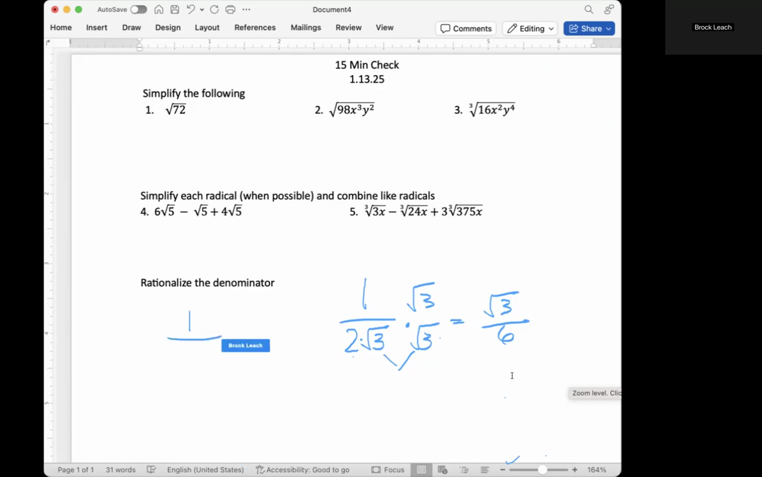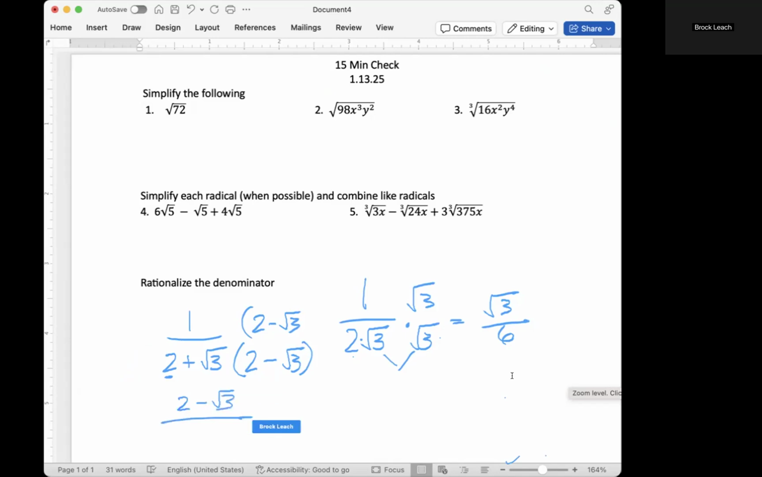If this was 1 over 2 plus square root of 3, we still have to use the conjugate, 2 minus square root of 3. Because if I just do square root of 3, that will put a square root with the 2. And then now we still have a square root in the bottom. So any additions or subtractions, you really have to use the conjugate. And on the top, it's super easy because it's just times 1. So I have 2 minus square root of 3.